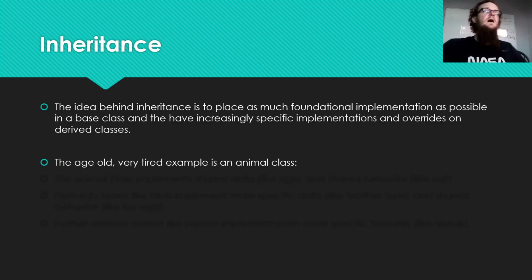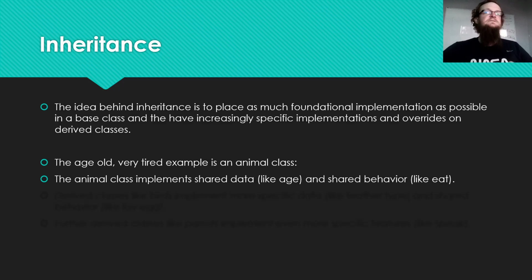There's a very old, very tired example of having an animal class. You start at the very top with just an animal base class, and that class implements all the data that is shared across all types of animals. For example, you would expect all animals to have an age, some sort of eat functionality, and some sort of sound that they make, etc.